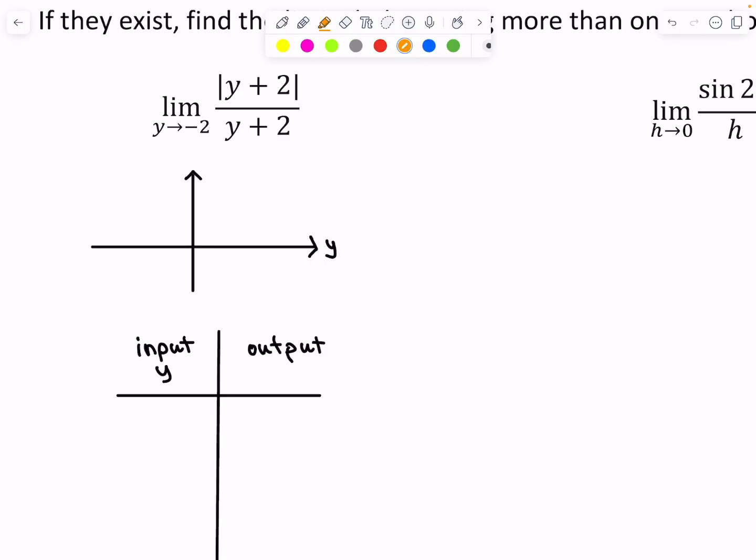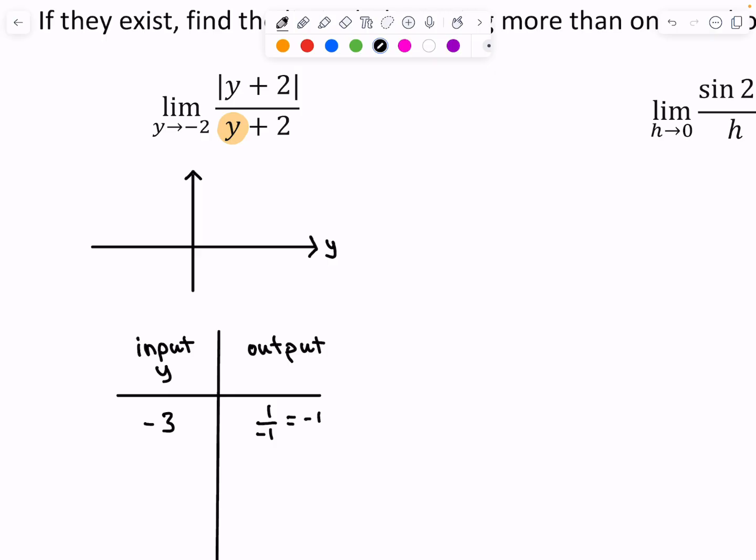And let's pick some numbers that are left of -2, such as -3. You plug -3 in here, add 2 becomes -1, but then you do the absolute value of -1, which is +1. Now plug -3 for this y, add 2, we get -1. No absolute value this time. And 1 over -1 is just -1.